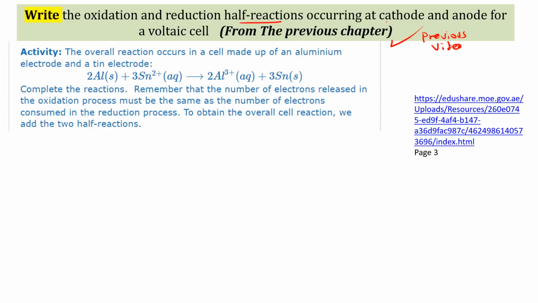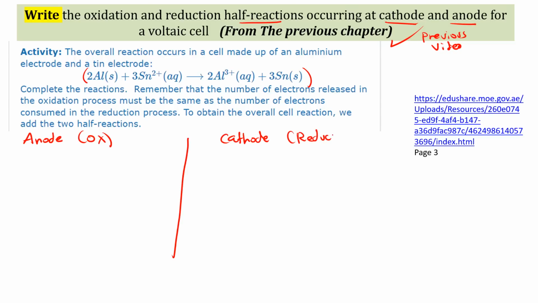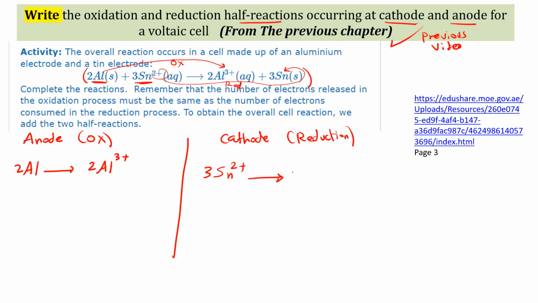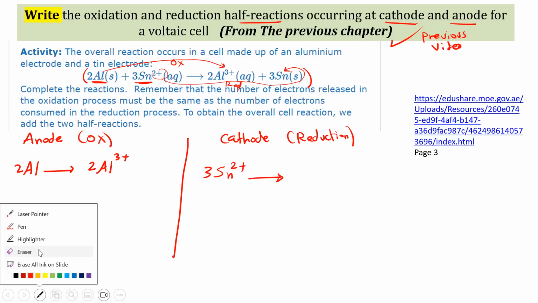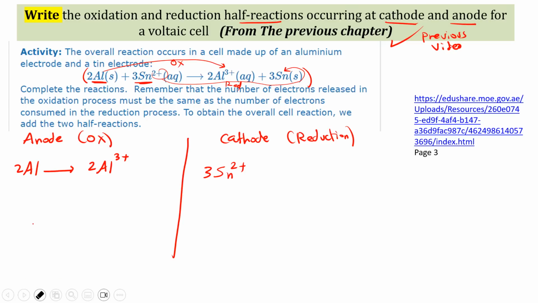So, we want to write the half reactions of the cathode and the anode. And you have this equation here. So this is what we want to do. So basically you have the anode, which oxidation happens, and the cathode, which reduction happens, right? So look here, one of these will be oxidized and the other will be reduced. So Al becomes Al plus 3, meaning oxidation. So you come here and write 2Al gives me 2Al plus 3. And the plus 2 becomes 0, so reduction. So 3Sn plus 2 becomes 3Sn.